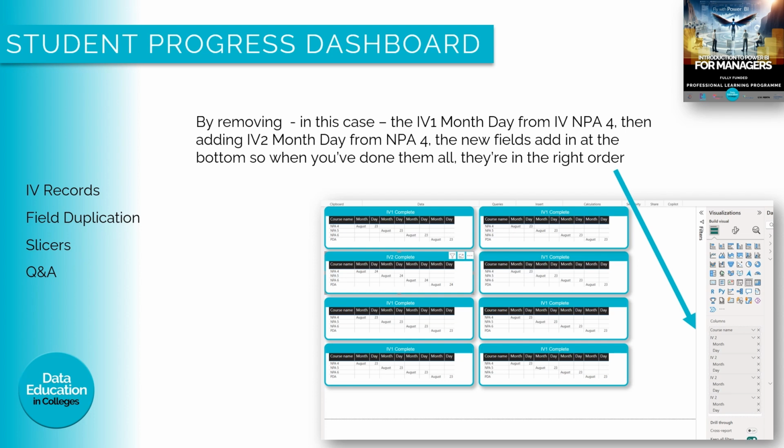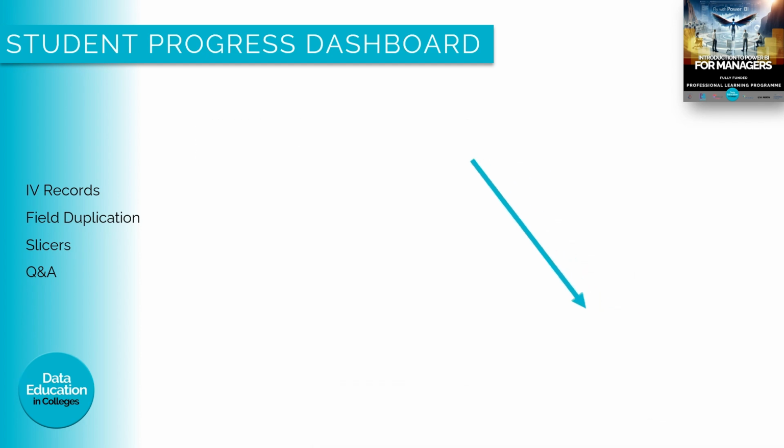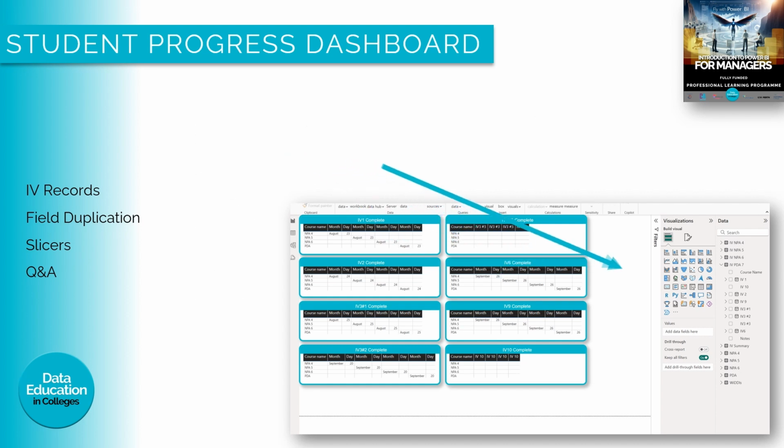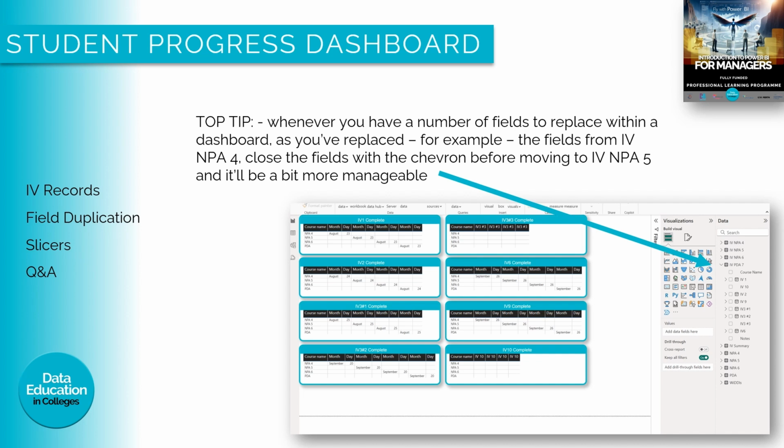And once you've done that for IV2 complete, just repeat that process for IV3, 1, 2 and 3, IV6, 9 and 10. You'll notice on IV3, number 3 and IV10, you've got no hierarchy because there's no data actually in there at the moment. But once you've completed those IVs, that will then become the date hierarchy and you'll have access to that then.